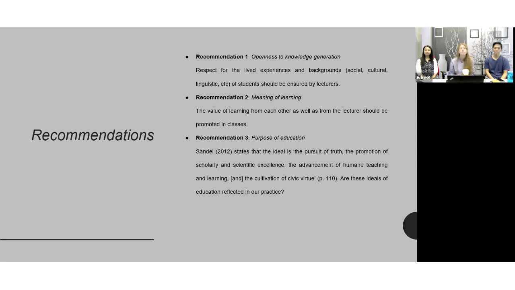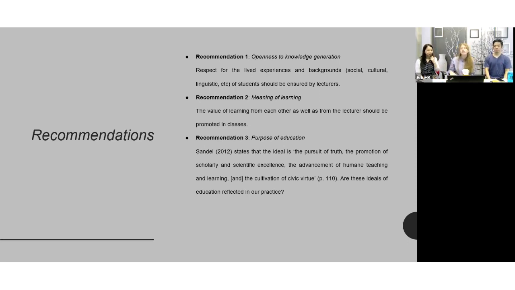Recommendation number two, we have to look at the meaning of learning. We need to look at what is valuable learning, and what kind of sources are the most valuable, I suppose. Because usually what we'll say is, okay, if it's a peer-reviewed article, then it's valuable and we can learn something from that. But students can also be valuable tools of learning, both from the lecturer's perspective and from their peers' perspective.